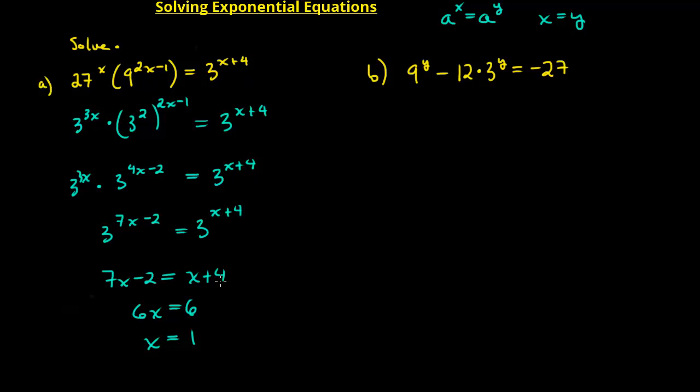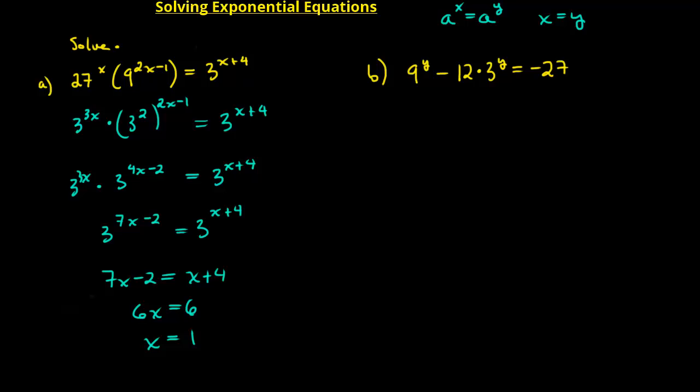B is a little bit trickier. Here we've got 9 to the power of y minus 12 times 3 to the power of y, which is equal to minus 27. So this one is definitely a trickier equation to solve. It doesn't mean that it's impossible. It just means that we have to think really hard about what we can do to solve the equation.